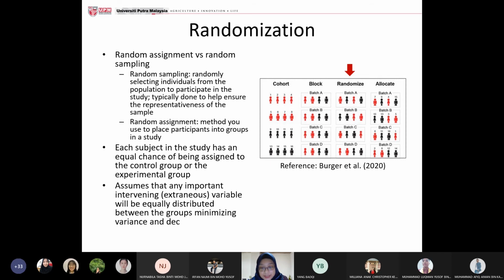For random assignment, you already have your random samples and then you want to assign the participants into groups. Remember, you have your experimental and your control groups. You randomly assign them to either of these groups, and only then can it be called random assignment.